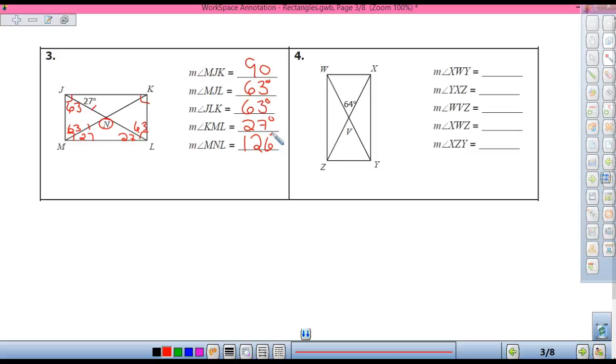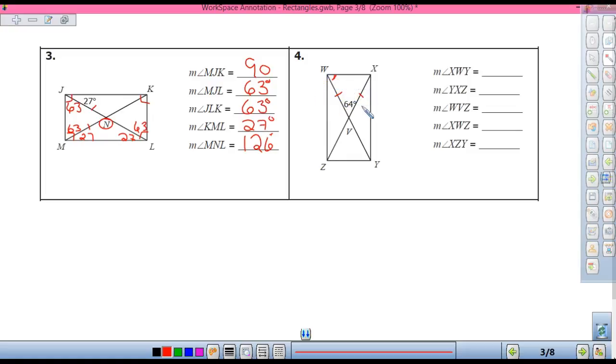Alright, so how are we going to find X, W, Y? That's this guy right here. Well, we know that ZWY equals 64 because that's the alternate interior. Or we don't have an alternate interior for this guy. We have a vertical angle. Because XWY and WXZ are congruent, so you have to subtract 64 from that.